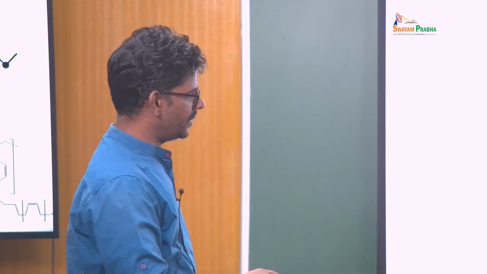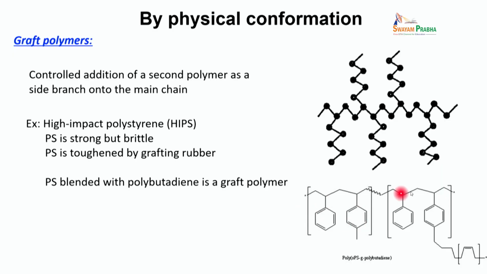Okay. So, I have given one example here. We have polystyrene polymer, and then once in a while we also attach on the side group a polybutadiene. Okay. So, polybutadiene is a rubber. Polystyrene is a very brittle polymer. Okay. When you add a rubbery material on the side chain, you can actually introduce flexibility to polystyrene. Okay. And it can actually be tougher.